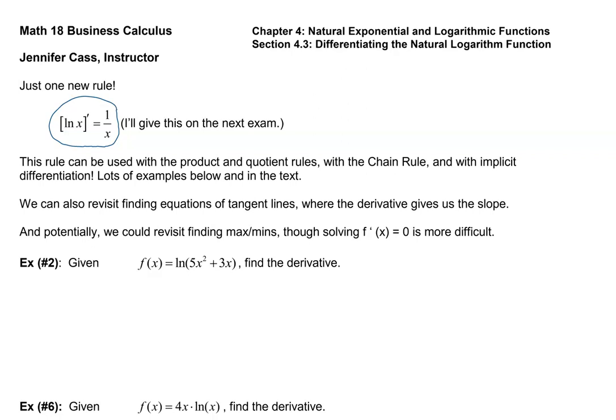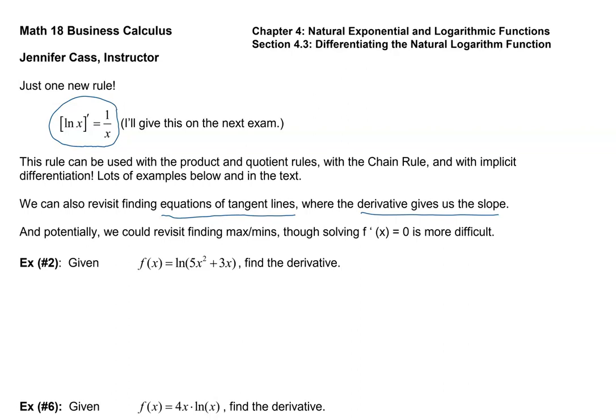So we've got lots of examples below and in the text. We can also revisit finding equations of tangent lines where the derivative gives us the slope. And potentially we could revisit finding max-mins, though solving f prime of x equals 0 is more difficult, so we actually aren't going to do that here.